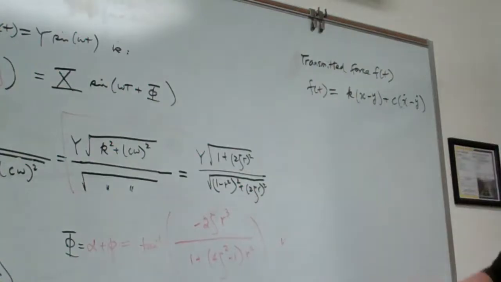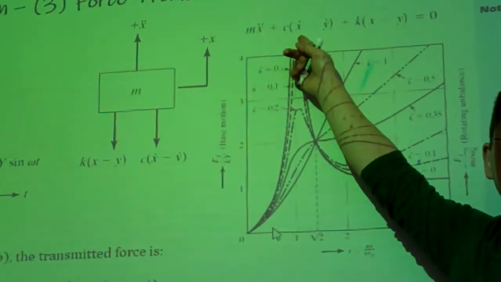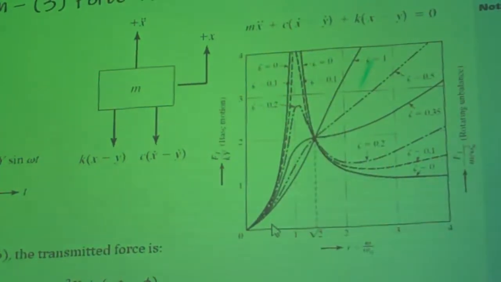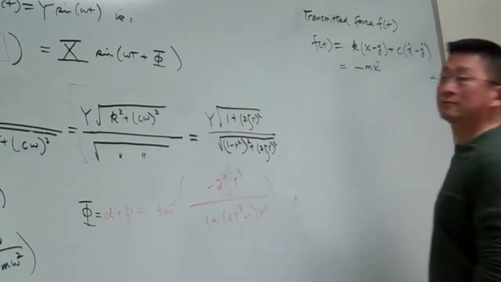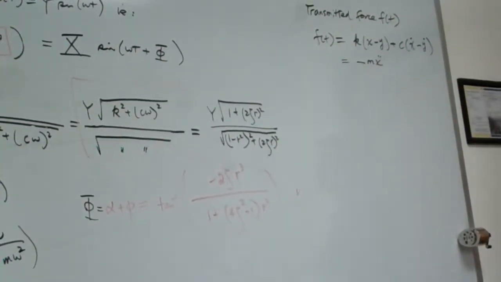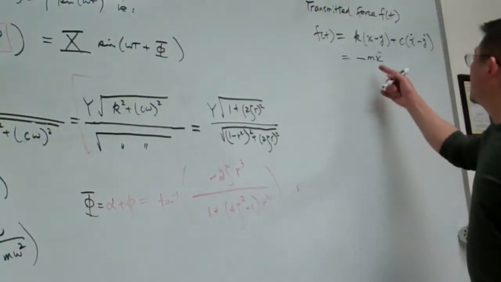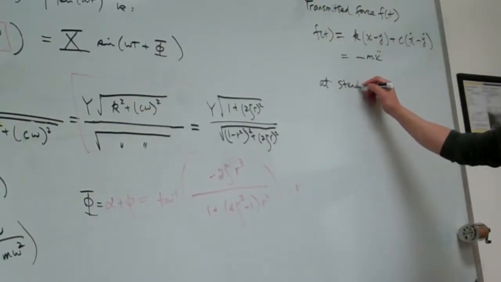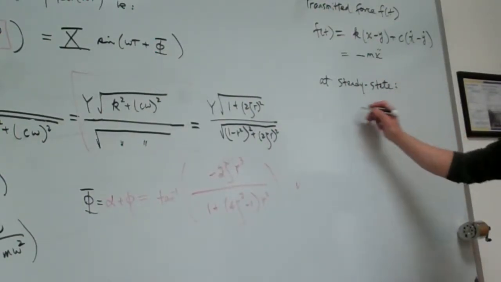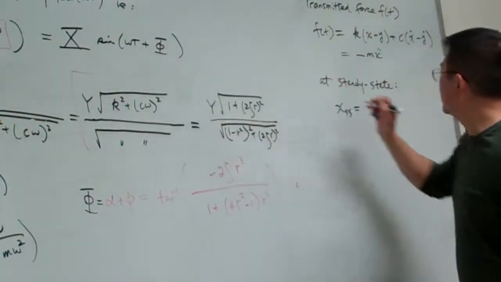And this one, if you plug into our equation of motion, the two terms are what we're looking for, the transmitted force. So the transmitted force simply equals minus m x double dot. Good. So if we want to estimate the magnitude of the force being transmitted, how much? It is this one. And at the steady state, we know that x equals capital X, this one, right?